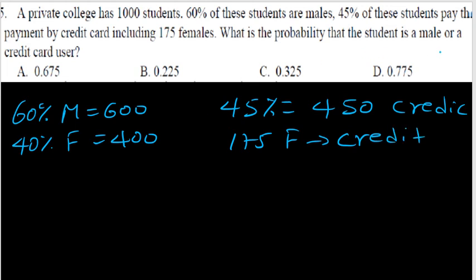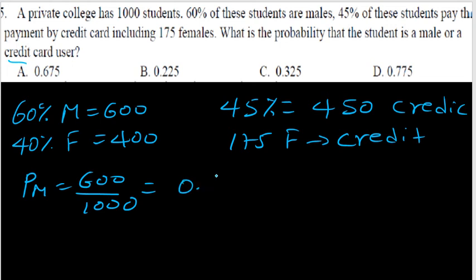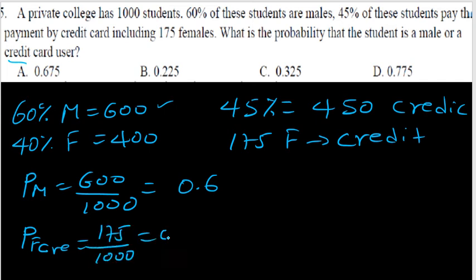What is the probability that the student is a male or credit card user? So what we are looking for here is the probability of the male or the probability of females who are using credit card, because the male credit card users are already counted under the male. Therefore, the probability of the male is 600 over 1000, which is 0.6. So we need to focus on the probability of the females who are using credit card. They are 175 out of 1000, which is 0.175.